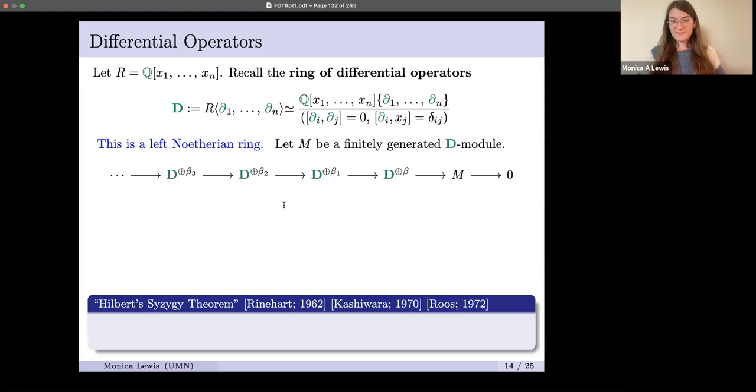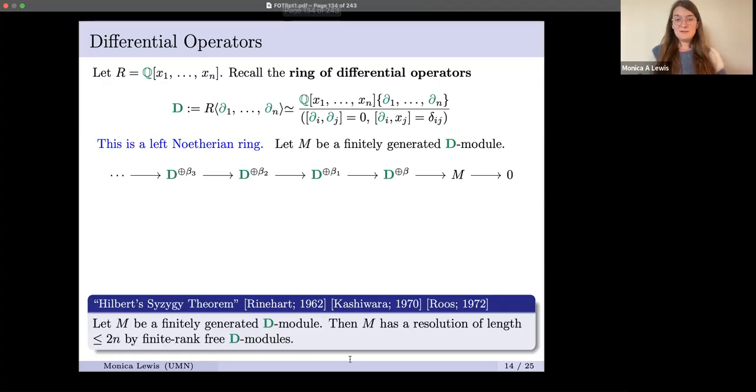Interestingly, the answer is yes. So there are, as far as I can tell, three more or less independent proofs of this due to Reinhardt, Roos, and Kashiwara. Reinhardt and Roos approach it from more of a non-commutative algebra lens, whereas Kashiwara's approach is somewhat special, and I'll talk about it in a moment. And what they show is that if M is a finitely generated D-module, then it will have a resolution of length no more than 2n by finite rank free D-modules.